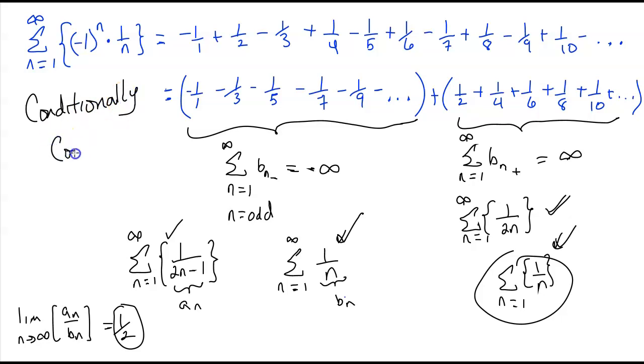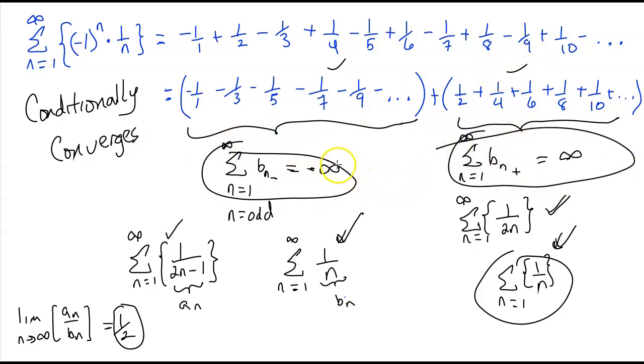conditionally converges. What's actually going on here is that this portion of the series goes to negative infinity, and this portion goes to positive infinity. Since both of these are relatively going to the same size of infinity, if I added infinity and negative infinity that are the same size, that should be going towards 0. Okay, so that's the basic idea behind what conditional convergence actually is.